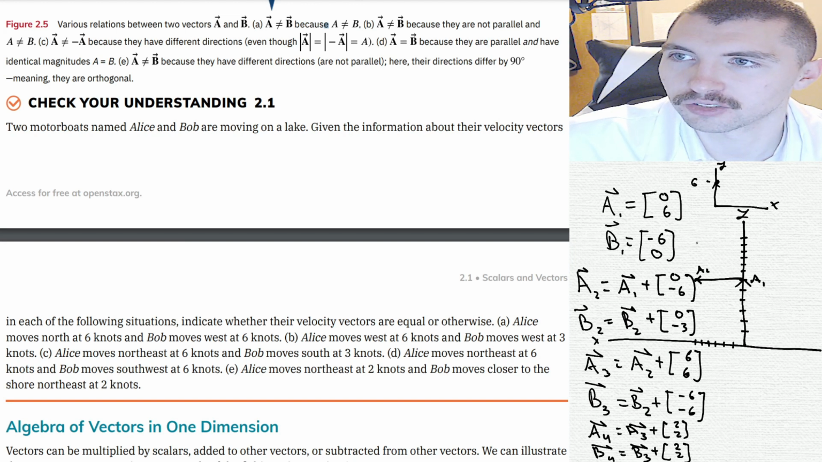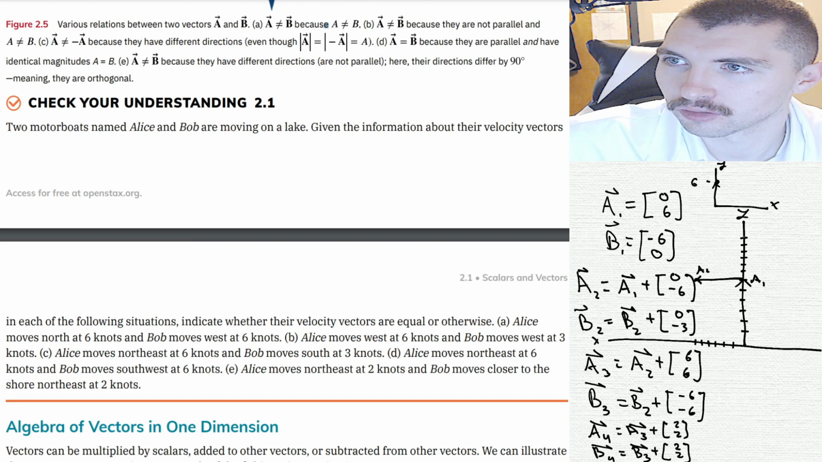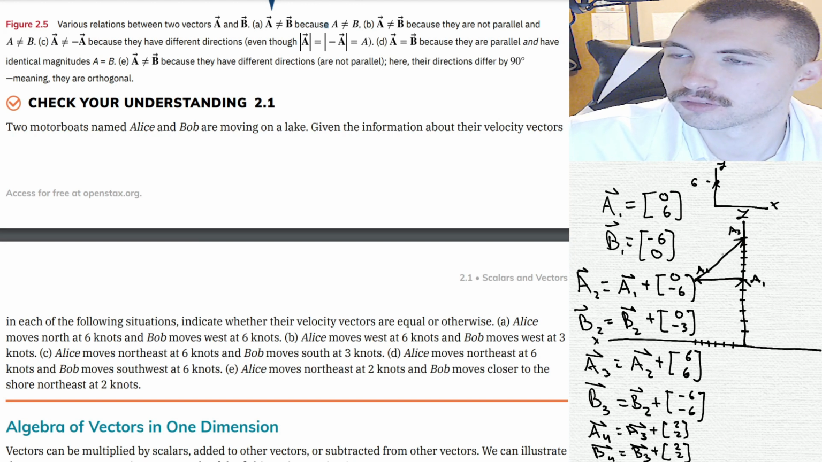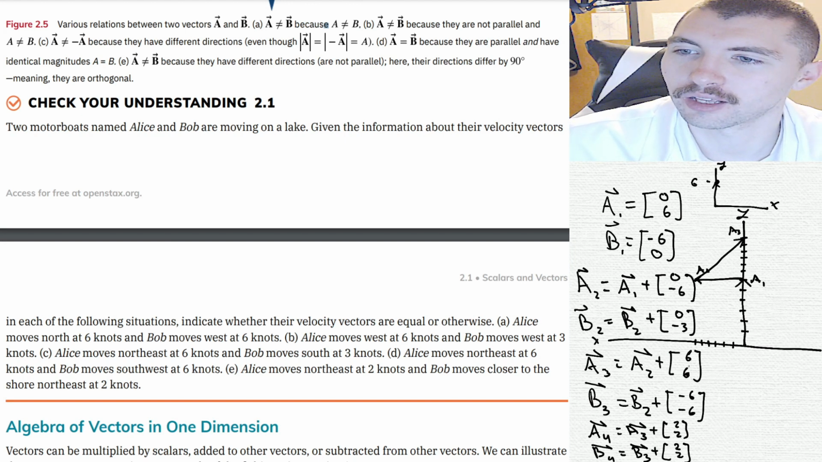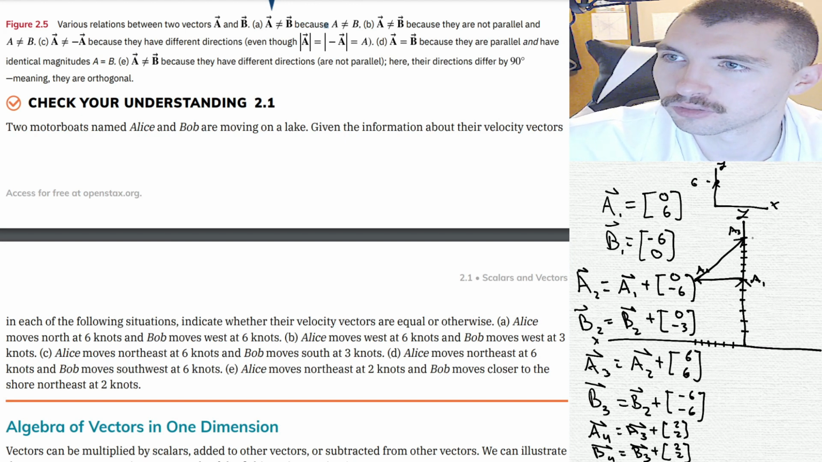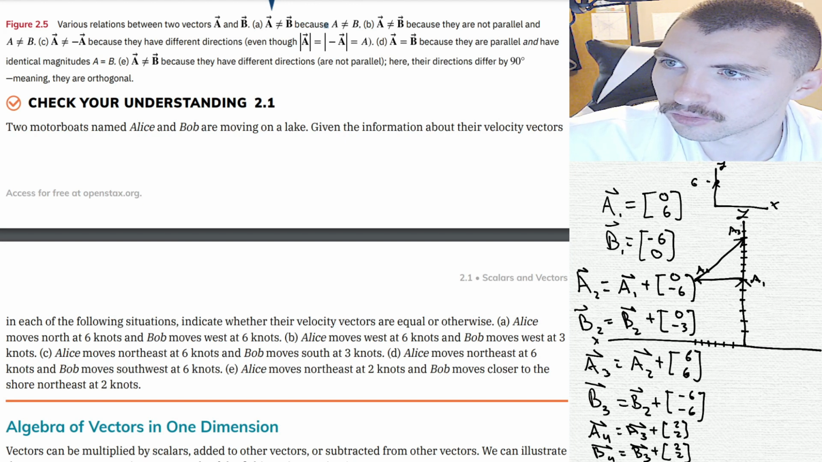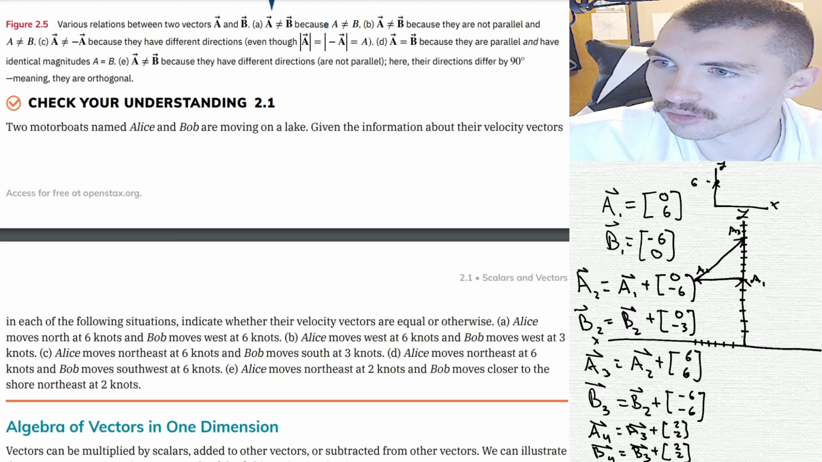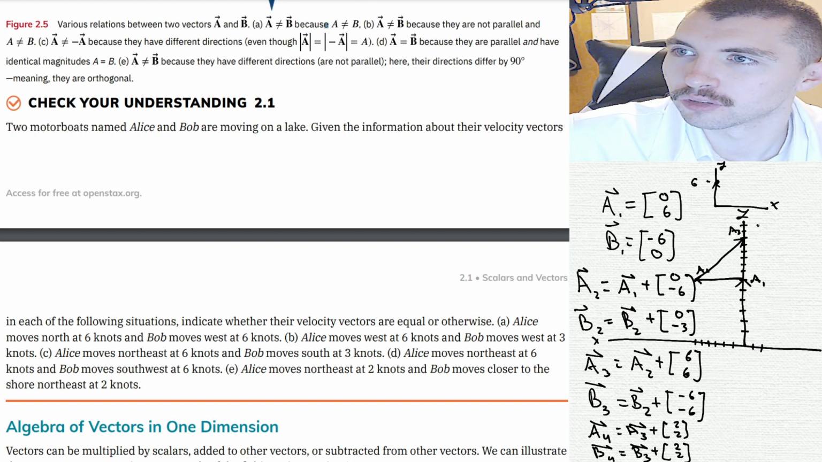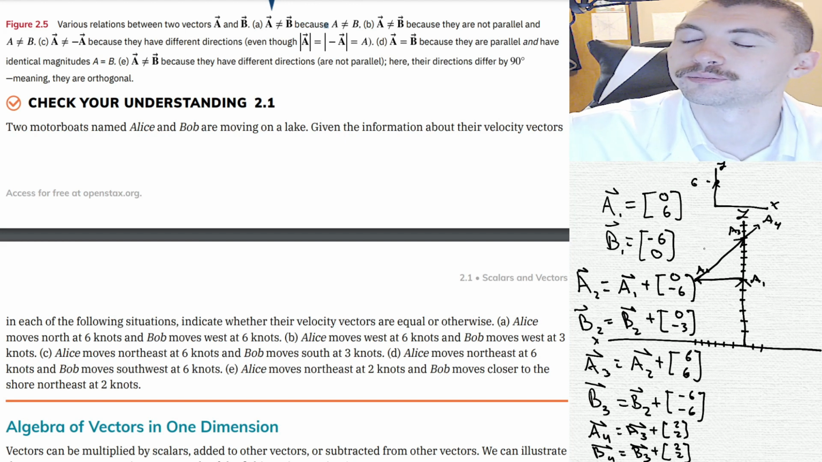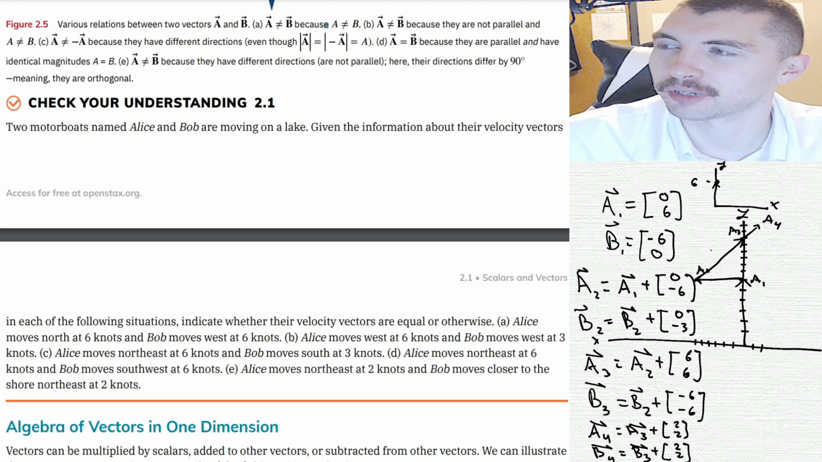So +6, +6. A3. So Alice is going in a little zigzag. And then Alice goes +2, +2. 1, 2. A4. Okay, so that's the path Alice went.